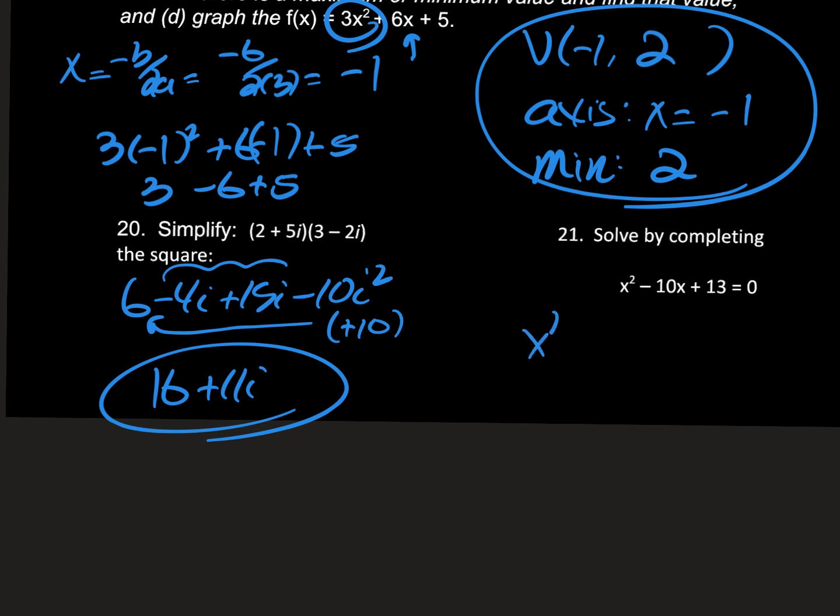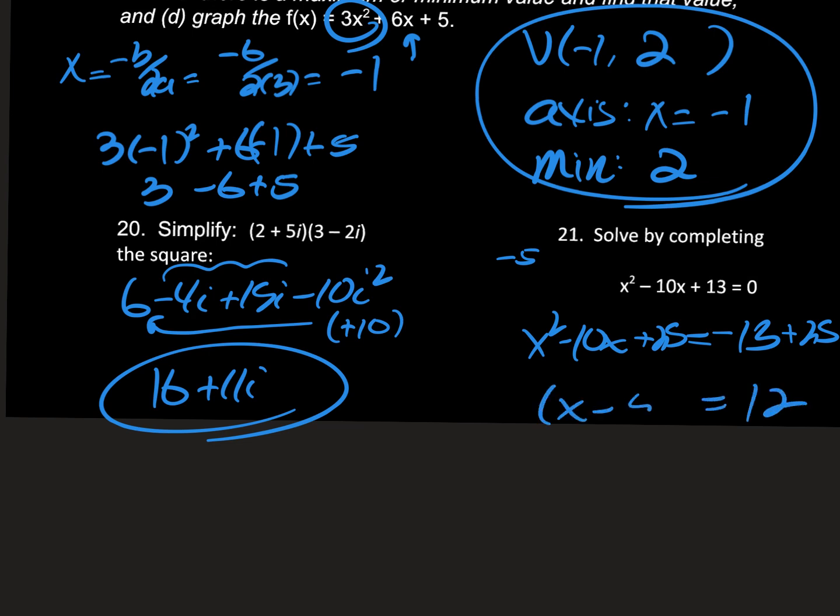And number 21 says solve by completing the square. So start off by moving the 13 to the other side. All right, and we do, remember the gesture, half the middle squared, add to both sides. So we're going to take half of negative 10, which is negative 5, square it, which is 25, add it to both sides. Make sure you add it to both sides. The right-hand side is 12.